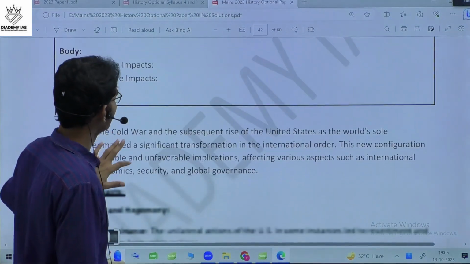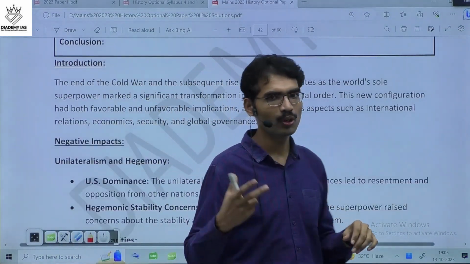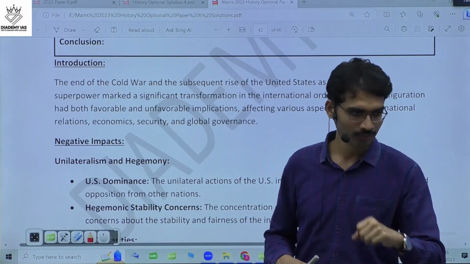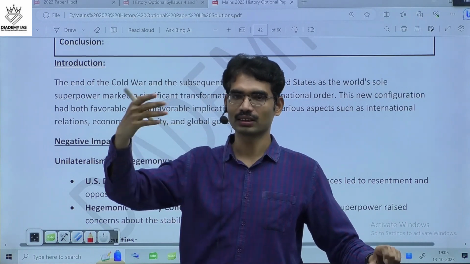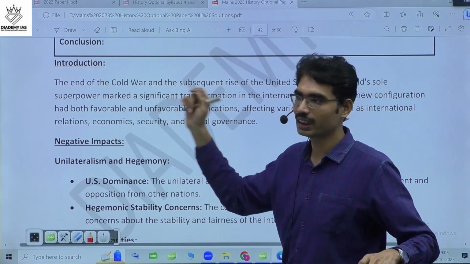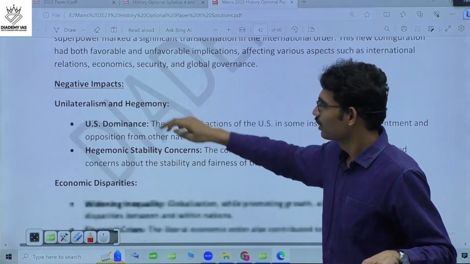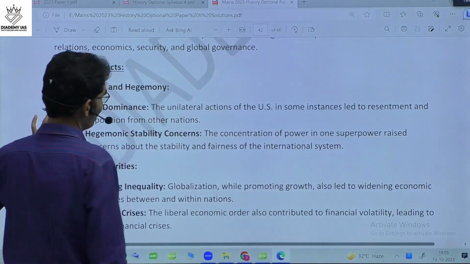So here, a few positive impacts. Positive impacts means it is supporting democracy. Many countries got the favor of democracy. So that's why democracy increased because of it.